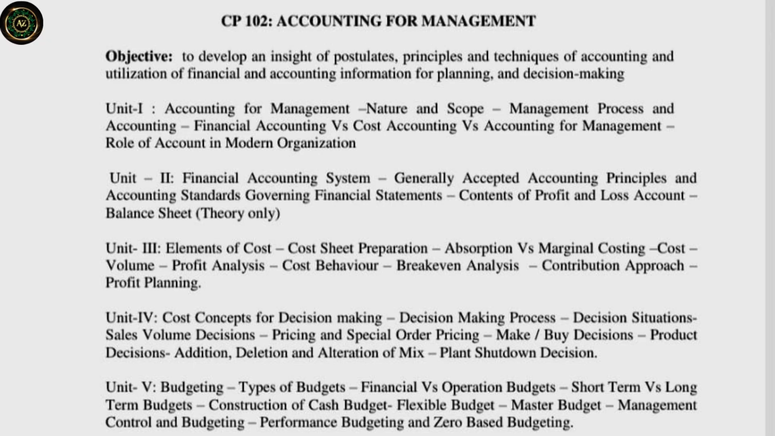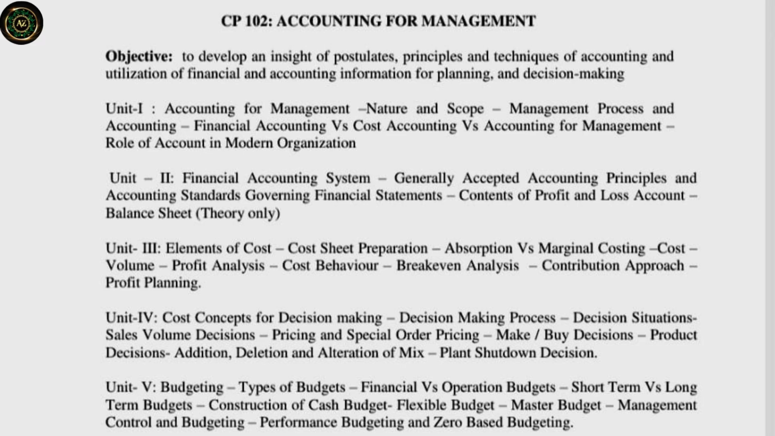CP 102, Accounting for Management. Objective: to develop an insight into the postulates, principles and techniques of accounting and the utilization of financial and accounting information for planning and decision-making. Unit 1: Accounting for Management, Nature and Scope, Management Process and Accounting, Financial Accounting versus Cost Accounting versus Accounting for Management, Role of Accountant in Modern Organization.